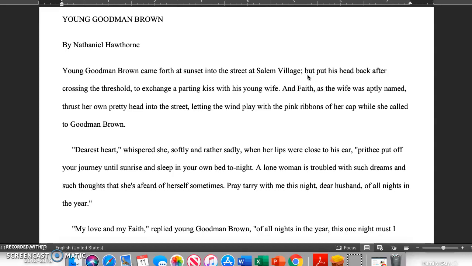I'm also getting some visualizations here as I'm reading. "Put his head back after crossing the threshold to exchange a parting kiss with his wife." So I'm imagining his head going into the doorway, kissing his wife, and then when he comes back out, his wife's head goes out of the doorway to talk to him and to say goodbye to him. So I'm wondering what's the significance of them going back and forth like that.